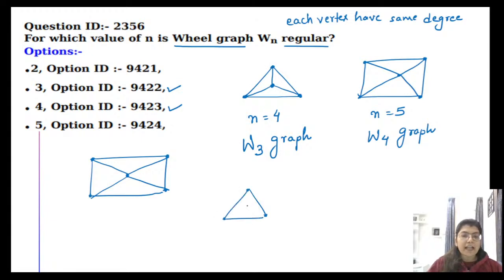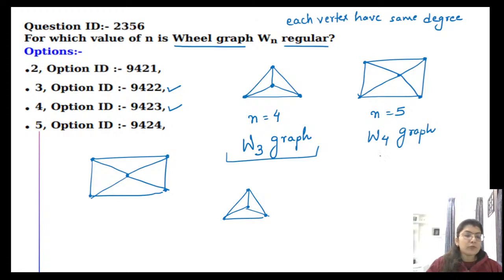Then what we did, we added one vertex in between and then we made it into a wheel. So this is a wheel graph. Now somewhere n is equal to 4, but it is known as a W3 graph. Because if you see, this is not a regular graph first of all.